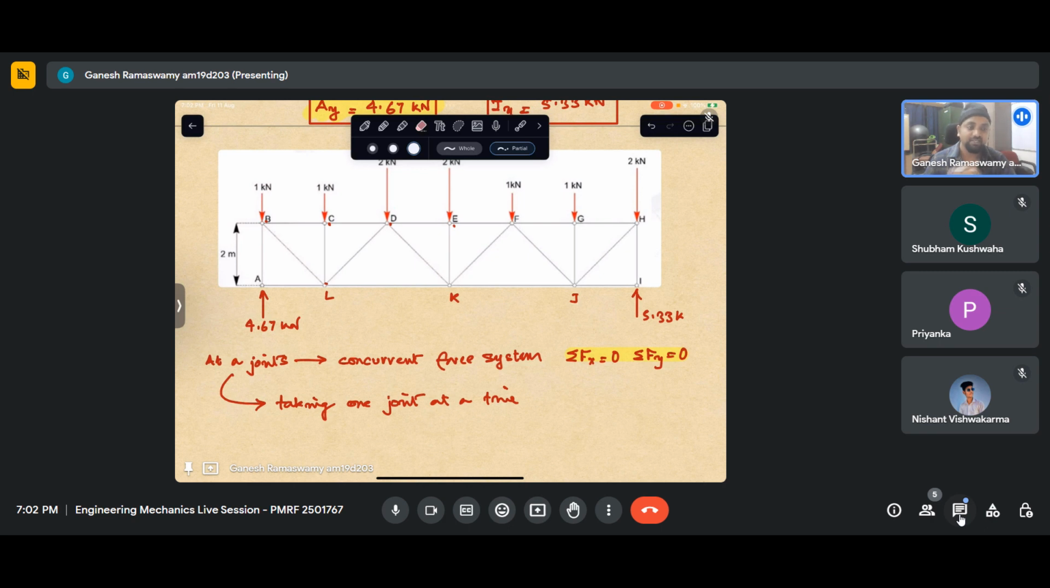There are special cases where there will be forces which are pointing towards each other, in which case, even if you take moment about one point, you can nullify the effect. But those are special cases. It cannot be generalized in that sense.